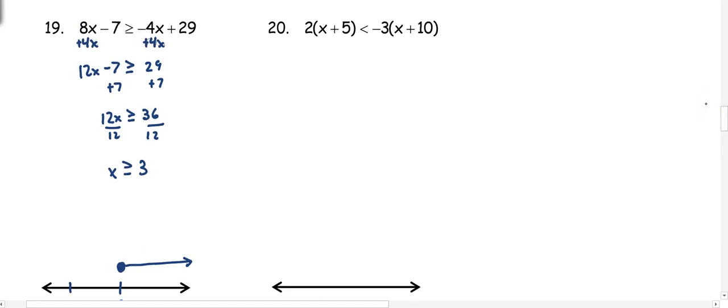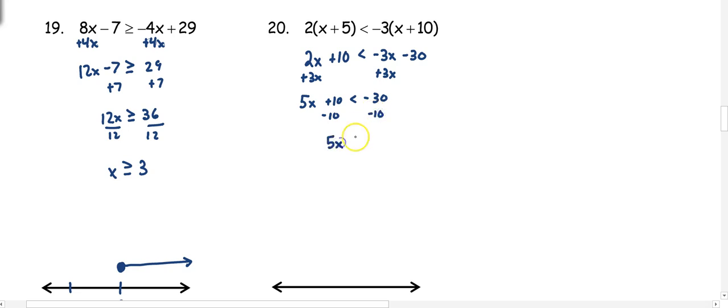In 20, there's 2 sets of parentheses, so we need to distribute. So we get 2x plus 10 is less than negative 3x minus 30. We're first going to add 3x to both sides because negative 3 is smaller, and we want to get the variable to the left side. So we get 5x plus 10 is less than negative 30. Subtract 10 from both sides. 5x is less than negative 40. Divide both sides by 5. x is less than negative 8.